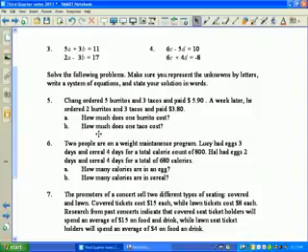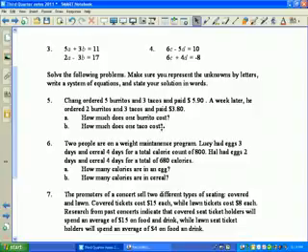First things first, tell me what you're looking for. So for number 5, we got Chang ordered 5 burritos, 3 tacos, and paid $5.90. A week later, he ordered 2 burritos and 3 tacos and paid $3.80. So part A states, how much does 1 burrito cost and how much does 1 taco cost? So right there is what we're looking for. We're looking for the cost of a burrito and a cost of a taco.